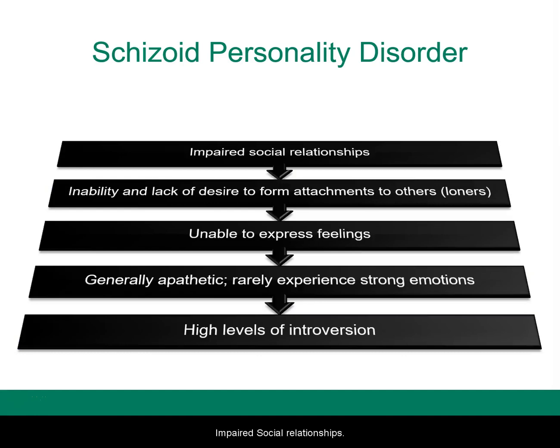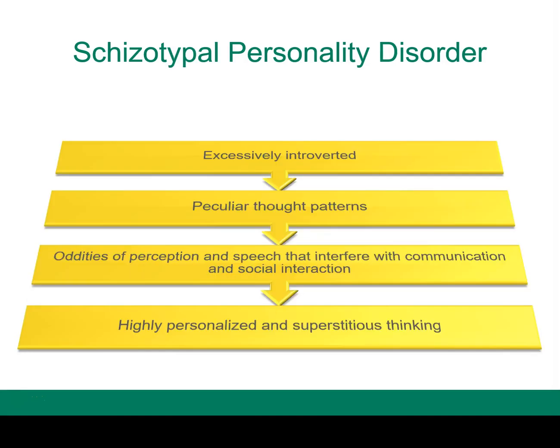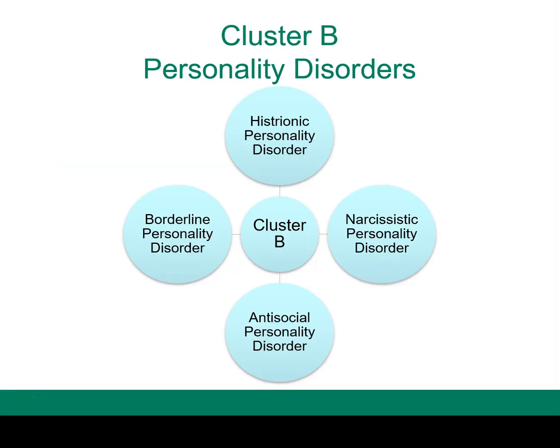Schizoid: impaired social relationships, inability and lack of desire to form attachments to others, unable to express feelings, generally apathetic, rarely experience strong emotions, and high levels of introversion. And then finally, schizotypal: excessively introverted, peculiar thought patterns, oddities of perception and speech that interfere with communication and social interaction, and highly personalized and superstitious thinking. Okay, so that was our cluster A.